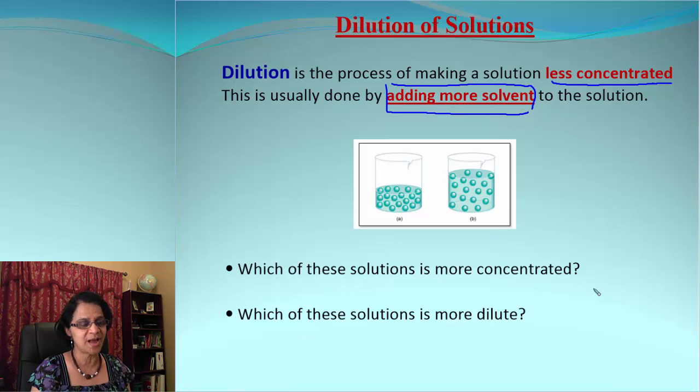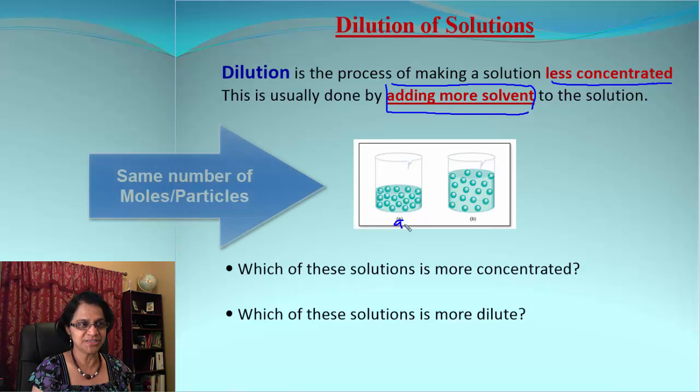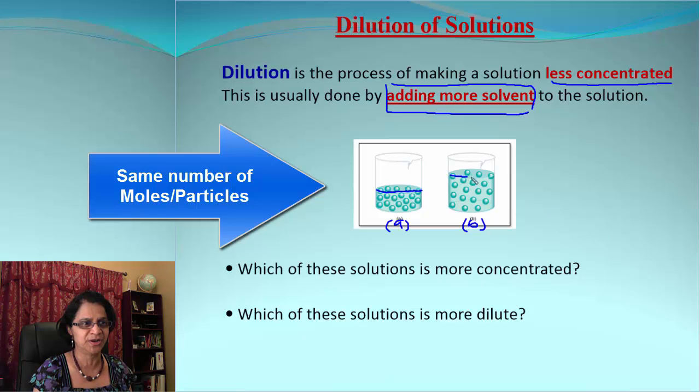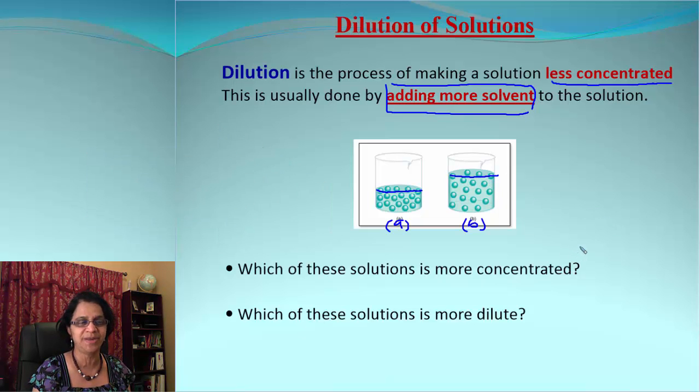So look at these two examples. The first one, which is A, and second B, you can clearly see a difference. You can see this one has a solvent up to a particular level, and for B, the solvent level is much higher. That means definitely we added more solvent in B. So which of these look more concentrated? Obviously, that is A, which has less solvent. And which one of these look more dilute? That is the one with more solvent, and that is B.